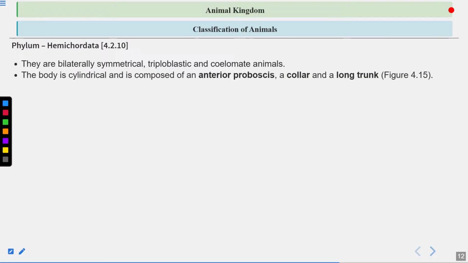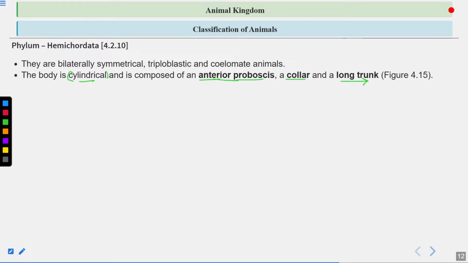Now the body is cylindrical and composed of an anterior proboscis, a collar and a long trunk. So you should remember this. Now what is the anterior proboscis? First of all, the anterior proboscis is a fleshy, elongated structure at the front of the body, and it is used for feeding and burrowing.